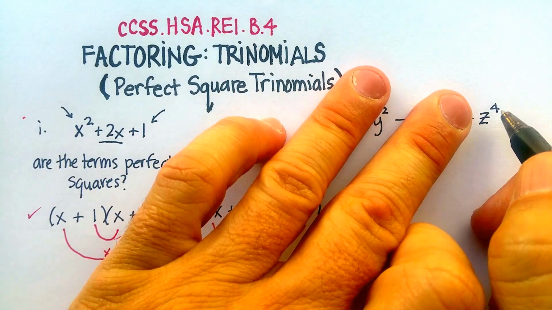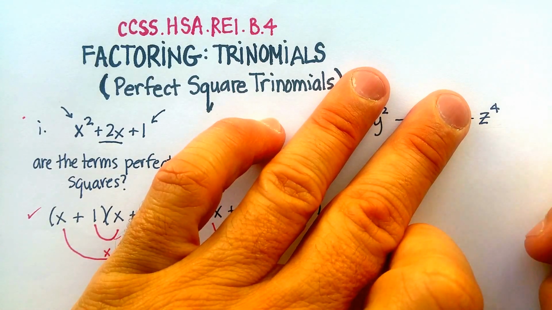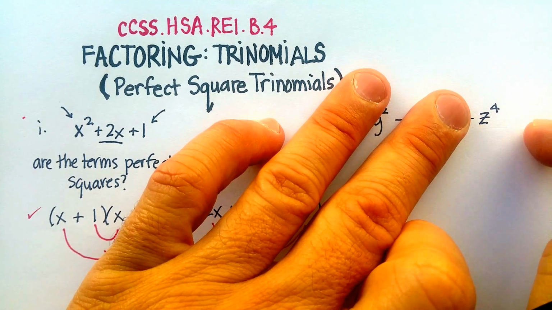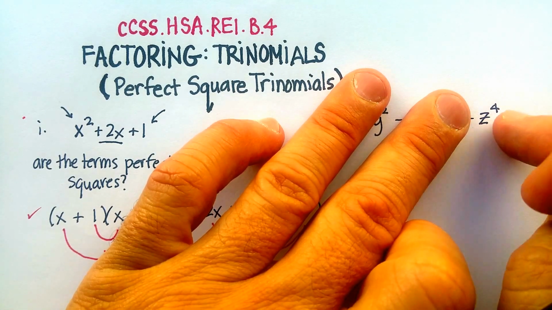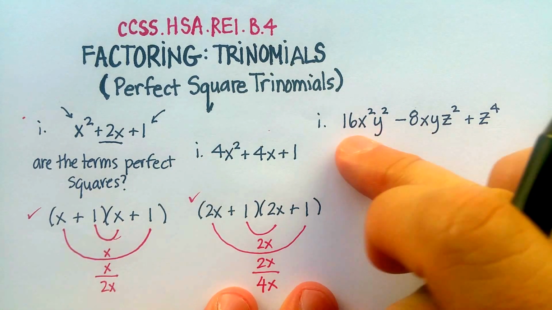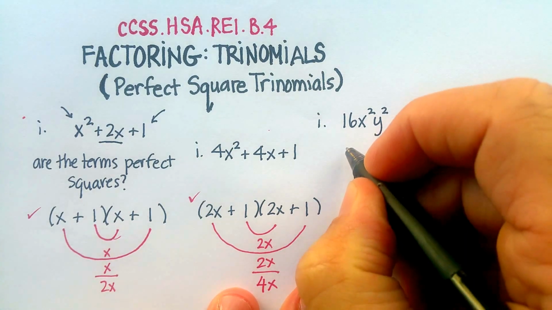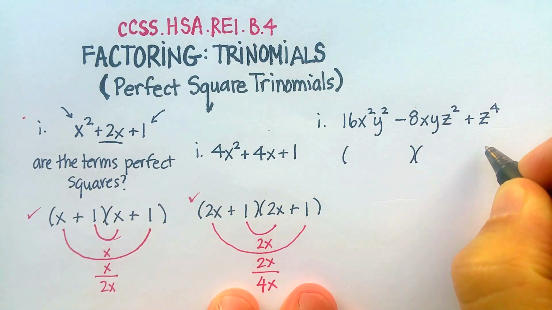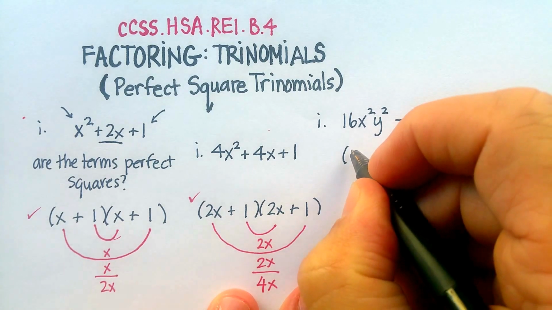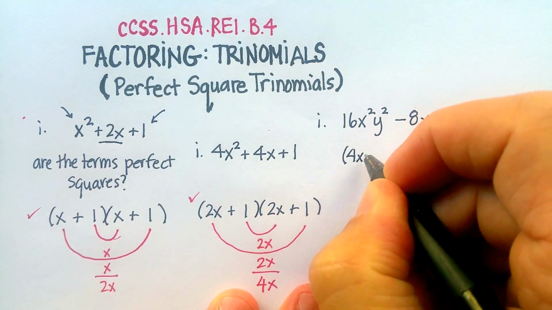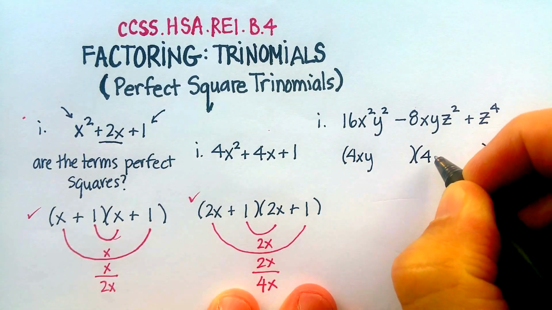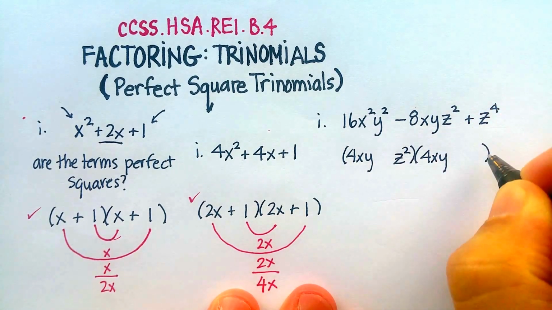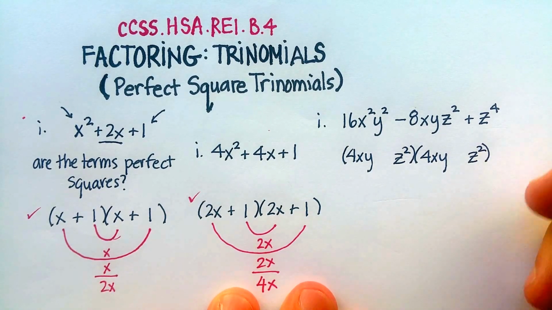Is z to the 4th a perfect square? Again, the answer is yes, because z squared times z squared is z to the 4th, right? You just add the exponents. So it looks like we're on our way to seeing whether this is a perfect square trinomial. So let's just do two binomial spaces. Let's put the factors in here, and then z squared, z squared.